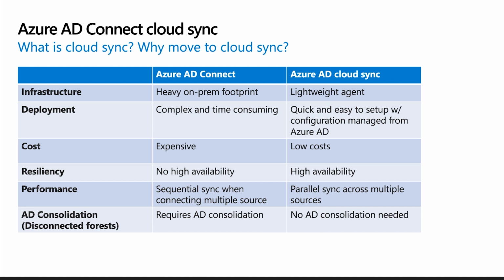Moving on to resiliency, multiple agents can be deployed in your environment to accomplish high availability. On the other hand, Azure AD Connect uses active and staging mode to achieve some resiliency, but it does not match what Cloud Sync offers. Regarding performance, Azure AD Connect only supports sequential syncs, whereas Cloud Sync can have parallel sync when dealing with multiple sources. Finally, Cloud Sync supports synchronizing to an Azure AD tenant from a multi-forest disconnected AD environment. This includes mergers and acquisitions, where the acquired company's AD forests are isolated from the parent company's AD forests.